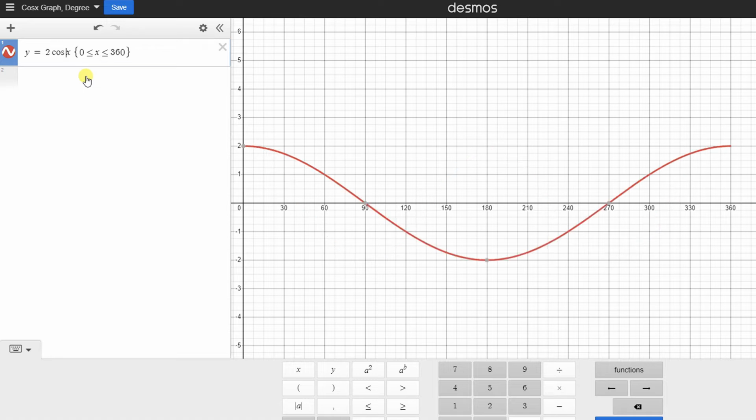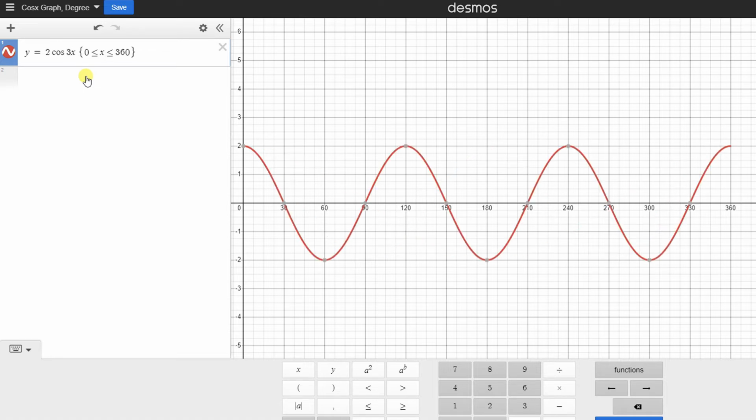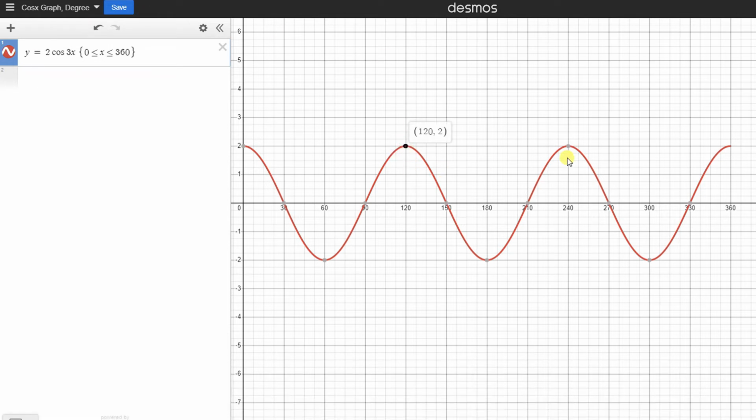If I change it to 3, then see how many cycles there are. 1, 2, 3 cycles are there. Once the first cycle is completed here, the second cycle is completed here, and the third cycle is in that place, because it started from here, and the same point started again at 120, 2, repeating the pattern. That one is called a cycle.